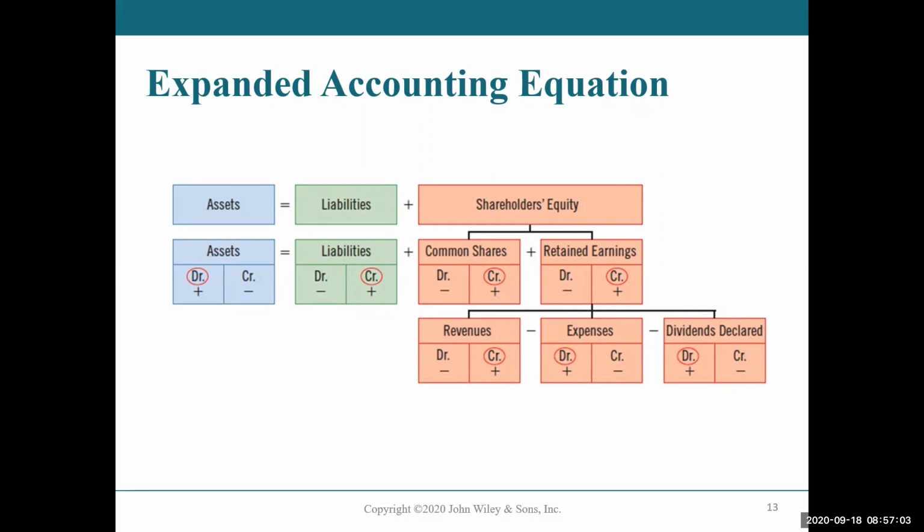Now, the normal balance for revenue is a credit. The normal balance for expense accounts is a debit, and the normal balance for dividend accounts is a debit. So your debit is always going to hold true. The normal balance is debit for expenses, assets, as well as dividend accounts. Any other account will have a normal balance of credit.